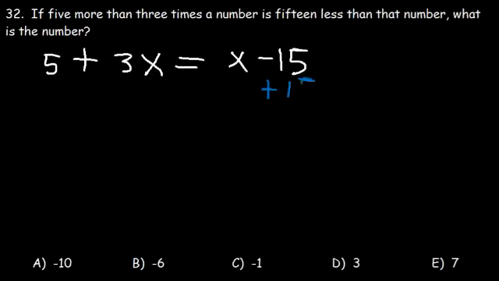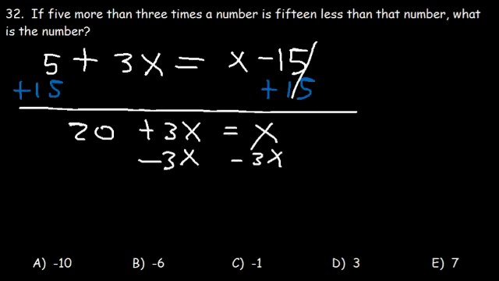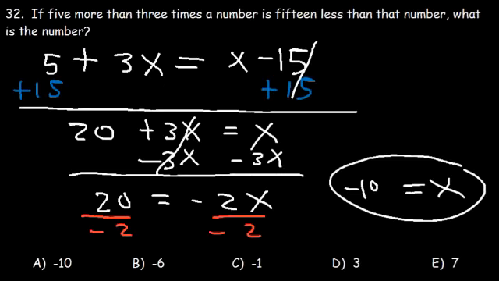Let's add 15 to both sides. So 20 plus 3x is equal to x. And so now let's subtract by 3x. So x minus 3x is negative 2x. And if we divide both sides by negative 2, we can see that x is equal to negative 10. So therefore, the number is negative 10. So A is the right answer.